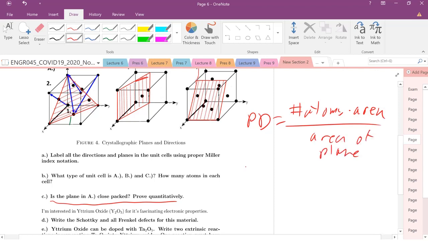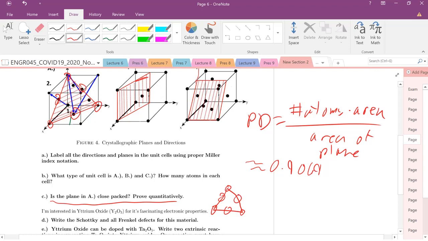And if this magic value hits 0.9069, then we are close packed. That is the theoretical limit for the maximum packing density of equal sized circles. So let's see if we can calculate that out. So let's look at this plane and project it in 3 dimensions. So here we've got atoms at the corners and atoms on the faces, like here, here, here, here, here, here.